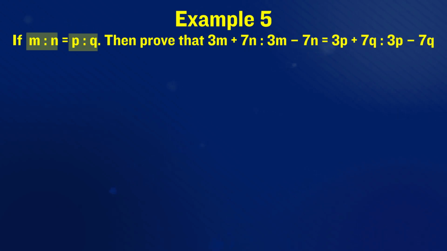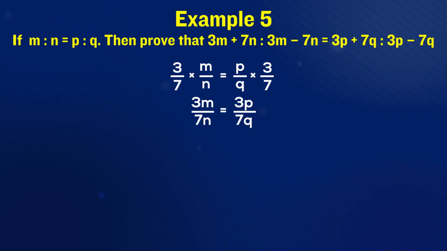Start by changing these two fractions like we always do. At this point, notice that our required ratios have 3 with the m and p and 7 attached to the n and q. So, just multiply 3 upon 7 on both sides of the equation to get 3 with m and p, while 7 with n and q.